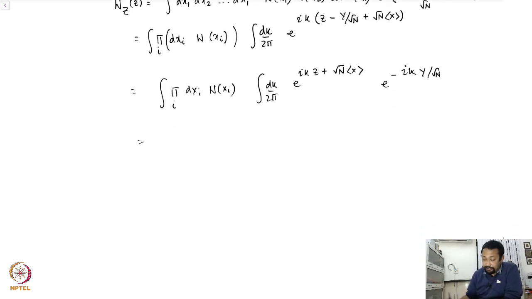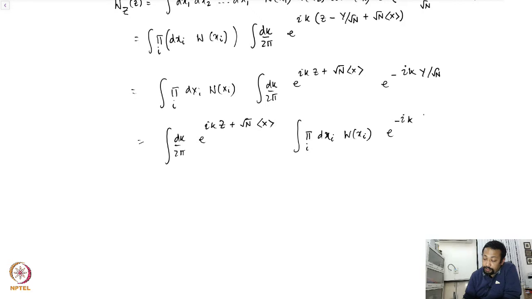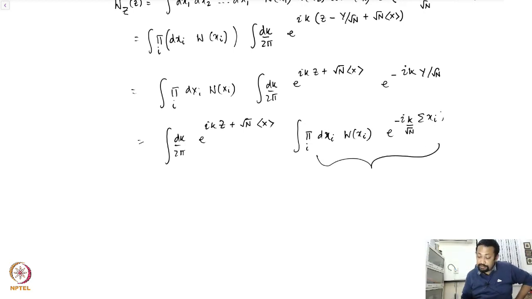Let's change the order of the integrals, and we write this as dk over 2 pi, e to the power ik(z plus square root n times average x), product over i of dxi w(xi) e to the power, if you now replace y by the sum over xi. If you inspect this more carefully, since this is in the exponential, this also becomes a product, and therefore I can write this part as the integral dxi w(xi) e to the power minus ik xi over square root n.